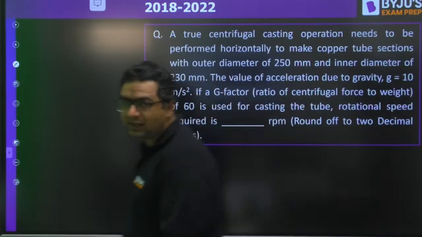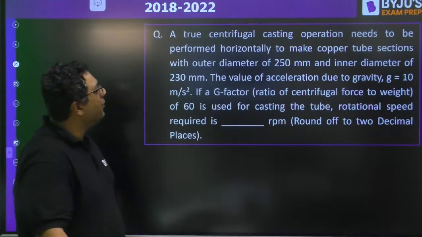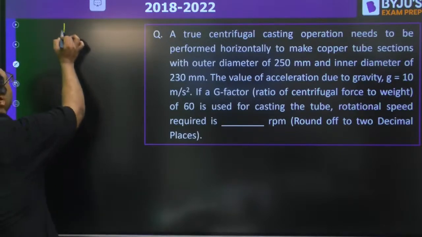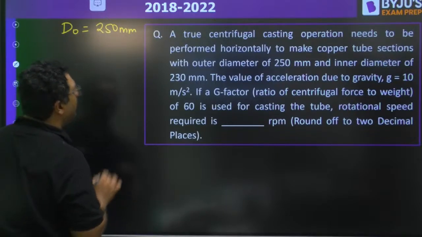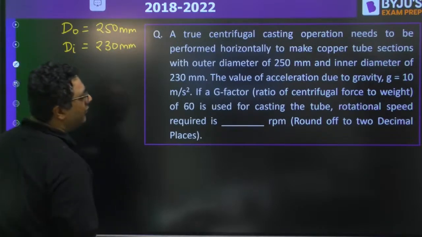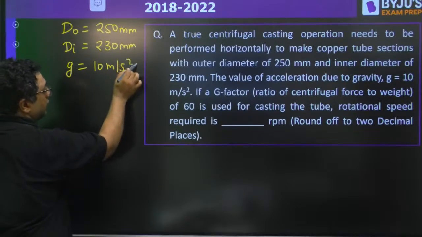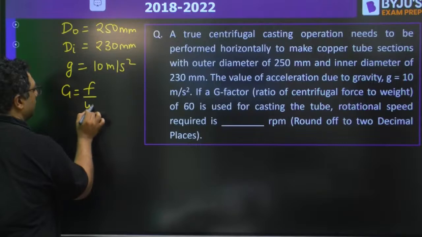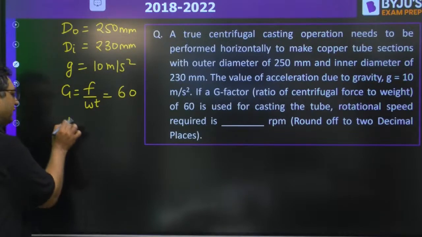Next question is true centrifugal casting. True centrifugal casting operation needs to be performed horizontally to make a copper tube section with outer diameter of 250 mm and inner diameter of 230 mm. The value of acceleration due to gravity is 10 meter per second square. The G factor, the ratio of force to the weight, is 60, and the rotational speed you need to find out.